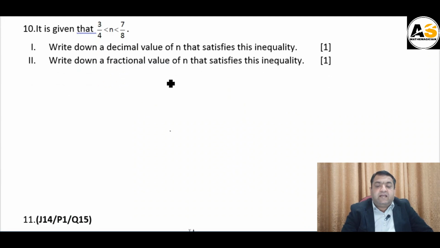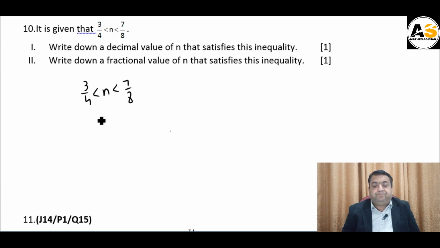Now we move to our second question of today, which is question number 10. We are given an inequality in one variable. 3 by 4 is less than n is less than 7 by 8. If I write it into decimals, this is 0.75 is less than n is less than 0.875. We need to write a decimal value of n that satisfies this inequality. Any number between these two, let it be 0.8.